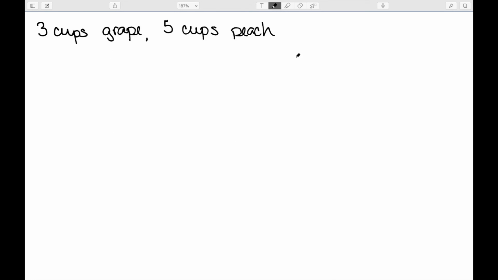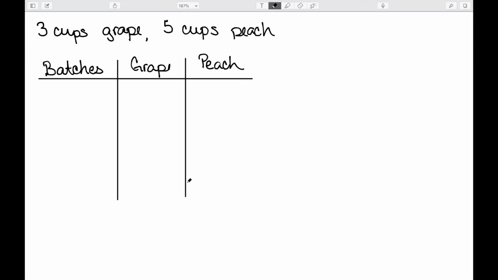Let's go back to our example of mixing 3 cups of grape juice and 5 cups of peach juice. So when we view a ratio from the multiple batches perspective, we often display the values that are in the ratio in what's known as a ratio table or what's known as a double number line. So let's start by looking at the ratio table. In our table, we would have the number of batches we're making, the number of cups of grape juice we need, the number of cups of peach juice we need. So for one batch, we know we need 3 cups of grape juice and 5 cups of peach.